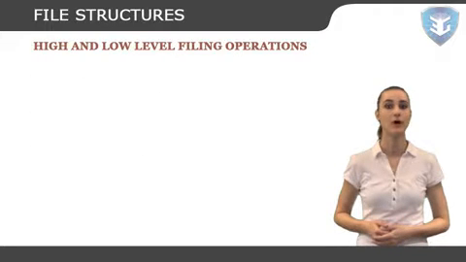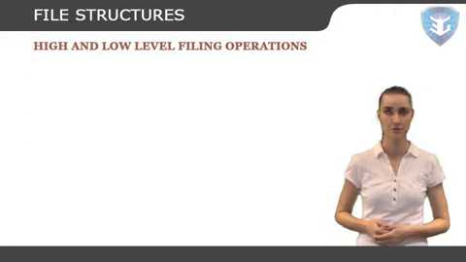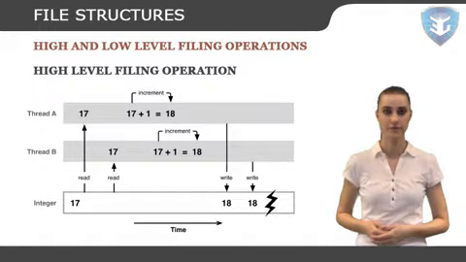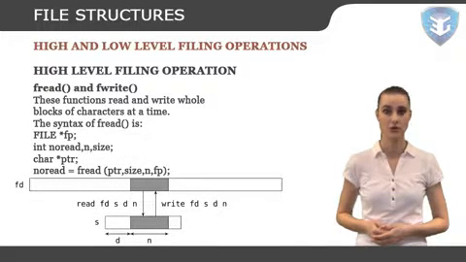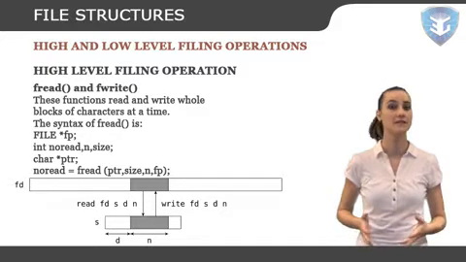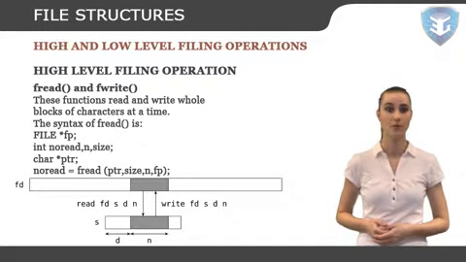Let's now talk about high and low-level filing operations. High-level filing operation. Files which have been opened by fopen() can also be handled with additional functions. fread and fwrite functions. These functions read and write whole blocks of characters at a time. The parameters in parentheses provide information about where the data will be stored once they have been read from a file.